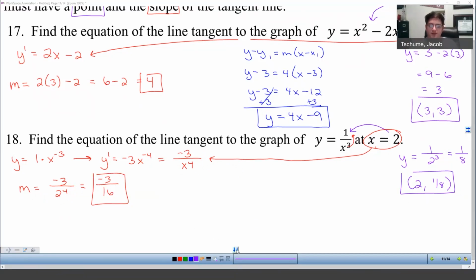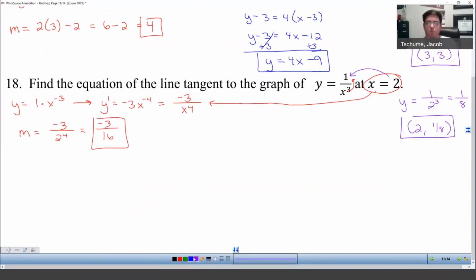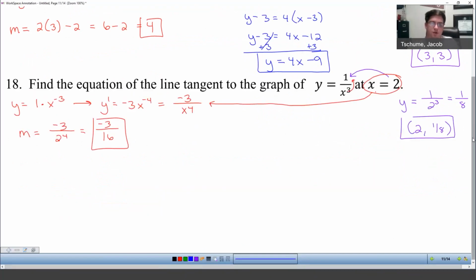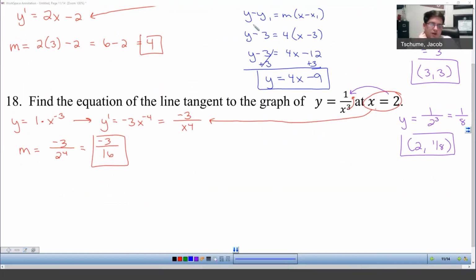Now that we have a point and we have a slope, we can use our same point slope formula at the very top of the screen. I'll box it in blue to write the equation of this tangent line. So this would be y minus my y value, which is 1/8, equals the slope we just found, which is -3/16, times x minus my x value, which is 2.